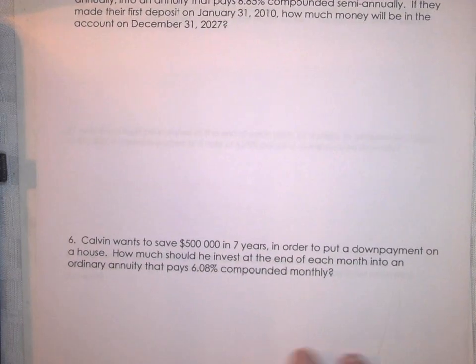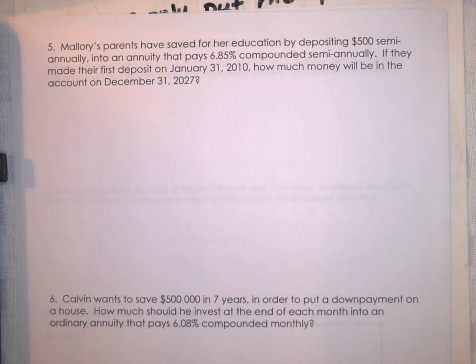Okay, question 5. Mallory's parents have saved for her education by depositing $500 semi-annually into an annuity that pays 6.85% compounded semi-annually. If they made their first deposit on January 31st, 2010, how much money will be in the account on December 31st, 2027?